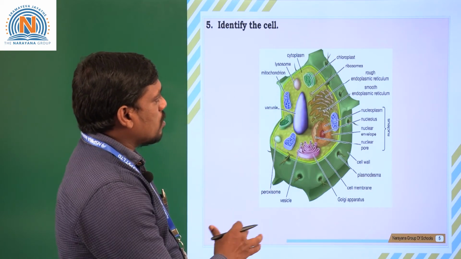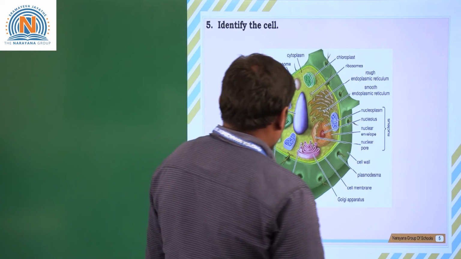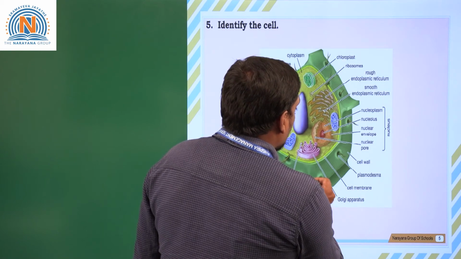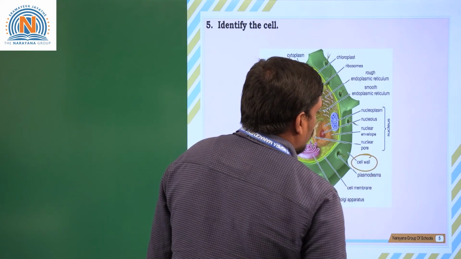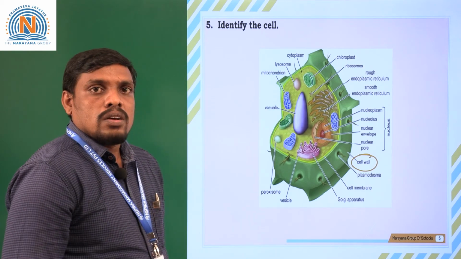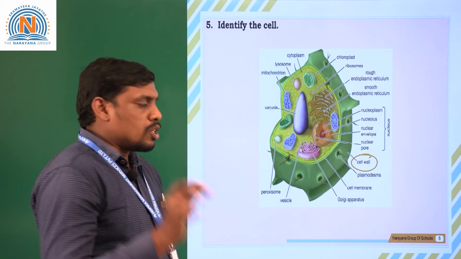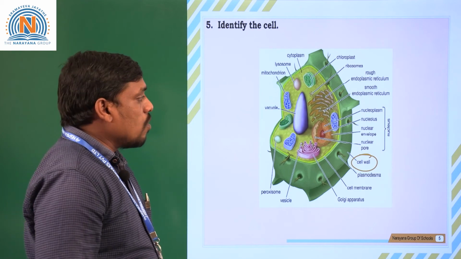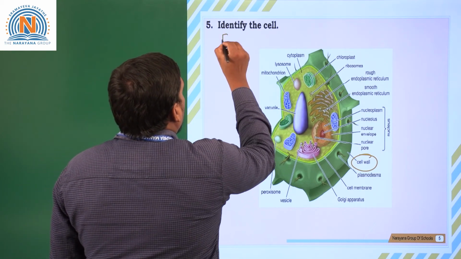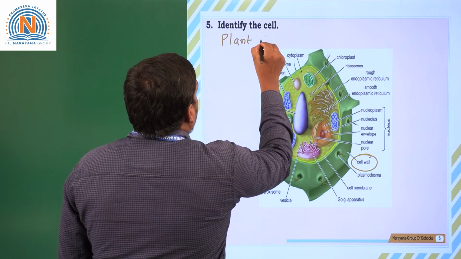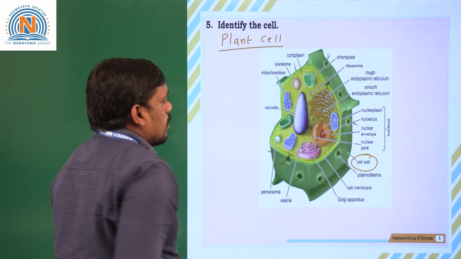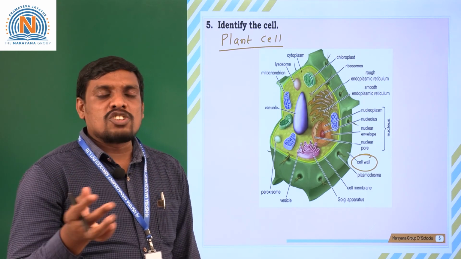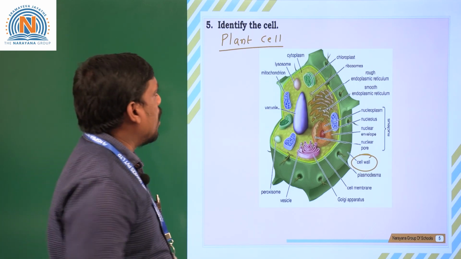Identify the cell. The cell was given like this. So let us see this cell and identify what it is. Let us see all the parts given here. The first part I noticed is the presence of cell wall. If cell wall is present, definitely it belongs to the plant cell category. It is a plant cell. It's a two-dimensional or 2D picture of a plant cell. So the given picture is a plant cell.